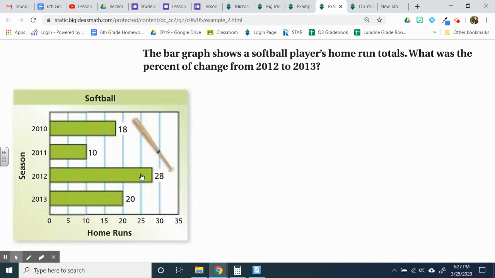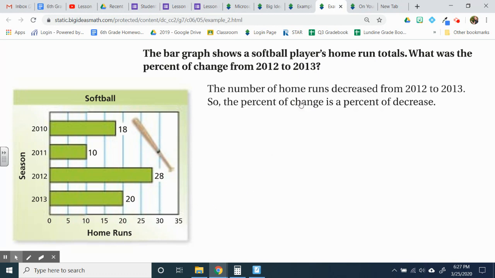So for 2012, we've got 28. And then for 2013, we were at 20. So again, we're going to ask ourselves first, did that increase or decrease? And this one actually is going to be a decrease. So first I've identified that we have a percent of decrease. Now we're going to go ahead and plug it in to get our fraction.